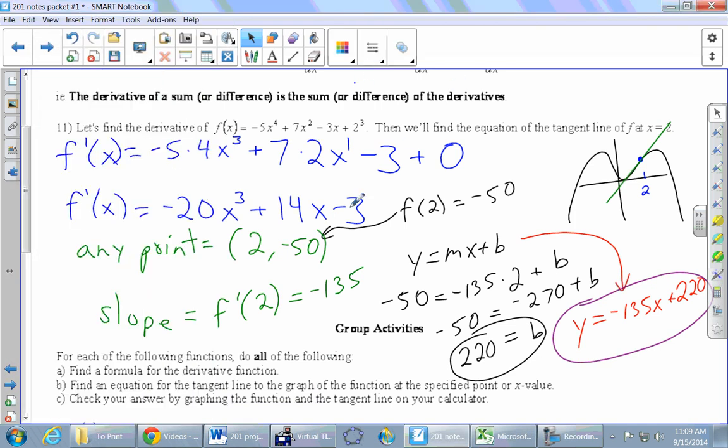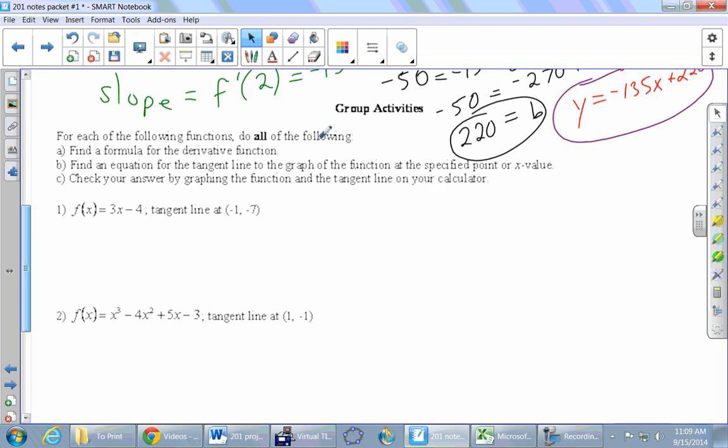Any questions on this process right here? Okay, so group activity follows. Go ahead and get as far as you can. And like I said, I think we're going to come back together for maybe the last 15, 20 minutes of class.